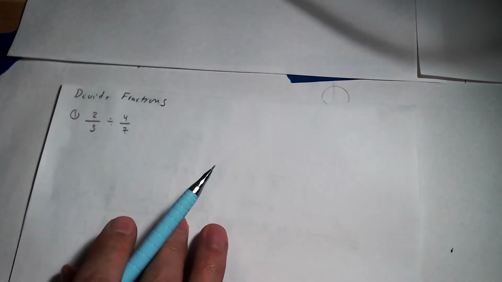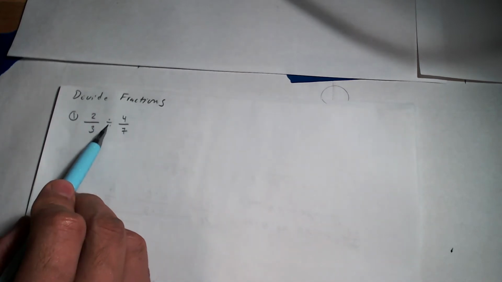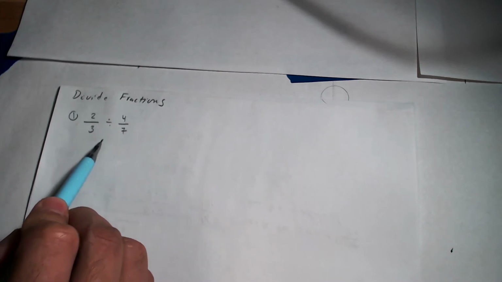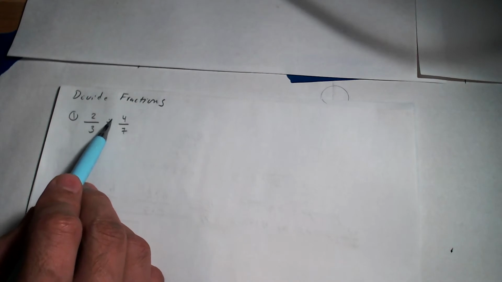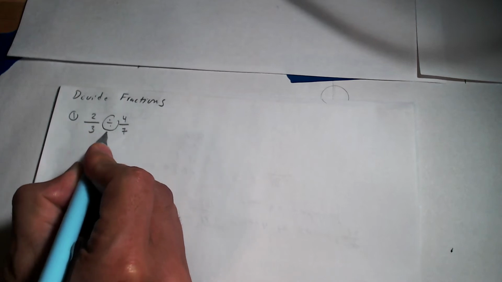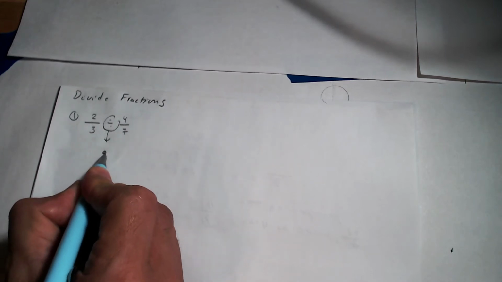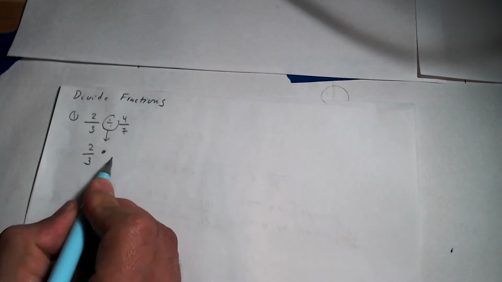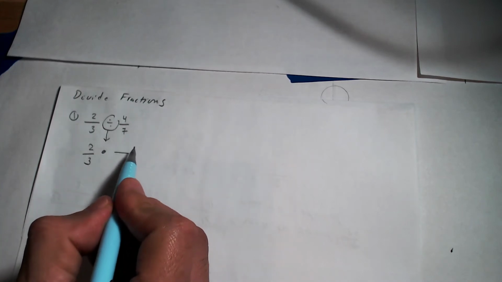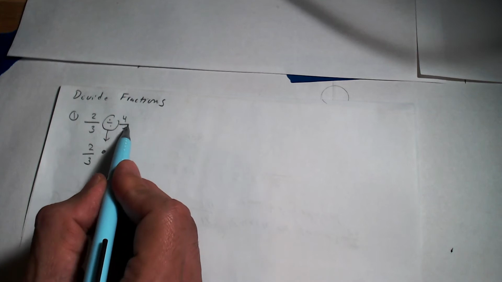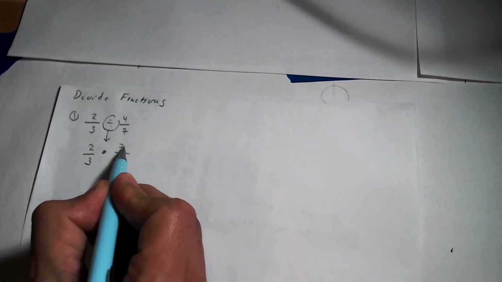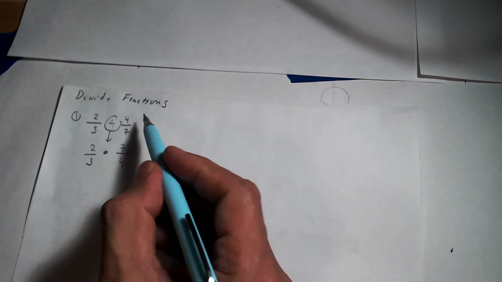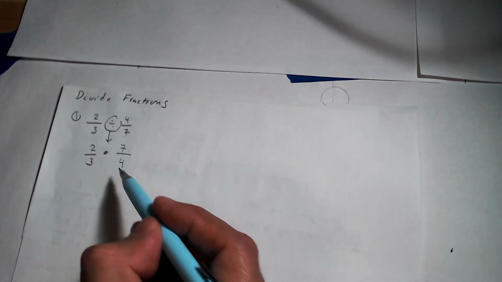For this one, you don't divide 2 by 4 and 3 by 7. You have to change the operation. In other words, the division becomes multiplication, and then you do what we call the reciprocal, which is another way of saying you get the multiplicative inverse, which is just flipping this fraction. So instead of having 4 over 7, it's gonna be 7 over 4.